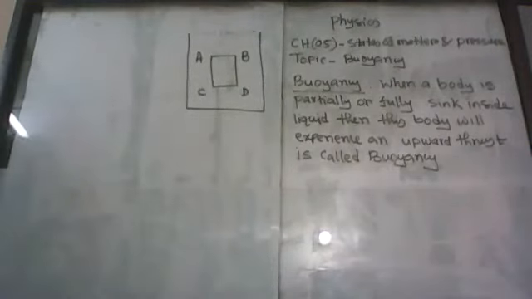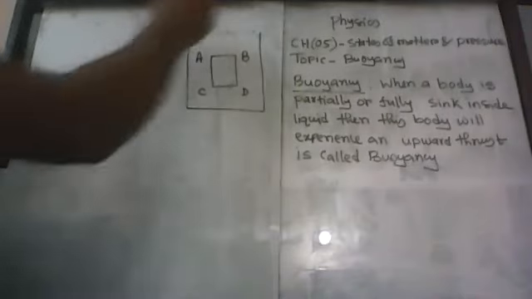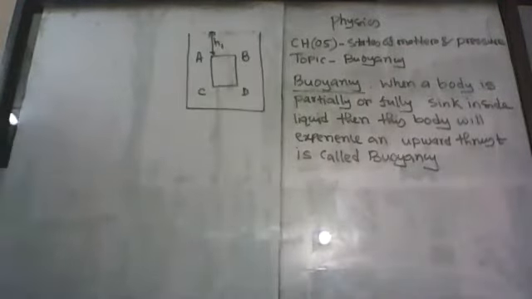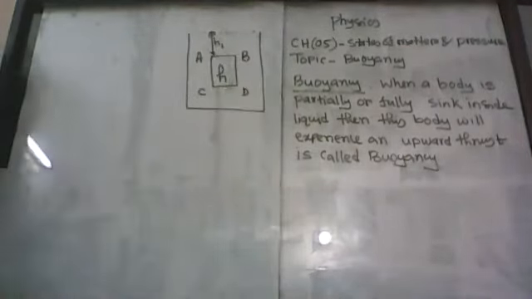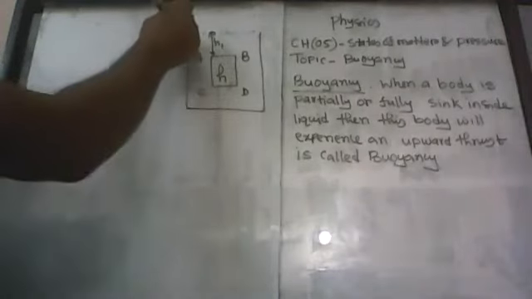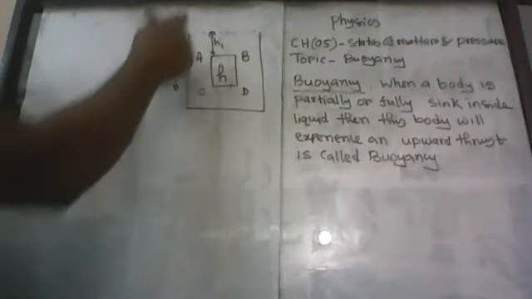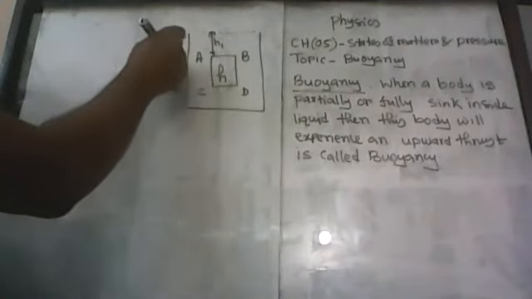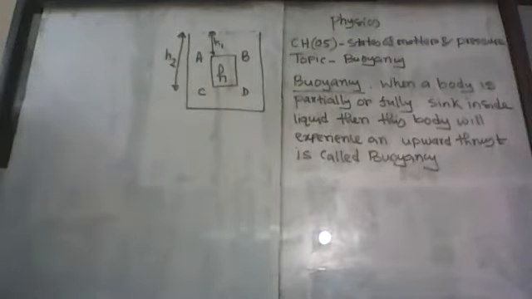Suppose the upper surface of the body, AB, is at H1 depth inside the container, and the depth of the container is H. The height of the cylindrical body is h. So the bottom surface of this body, CD, is at H2 depth inside the container.